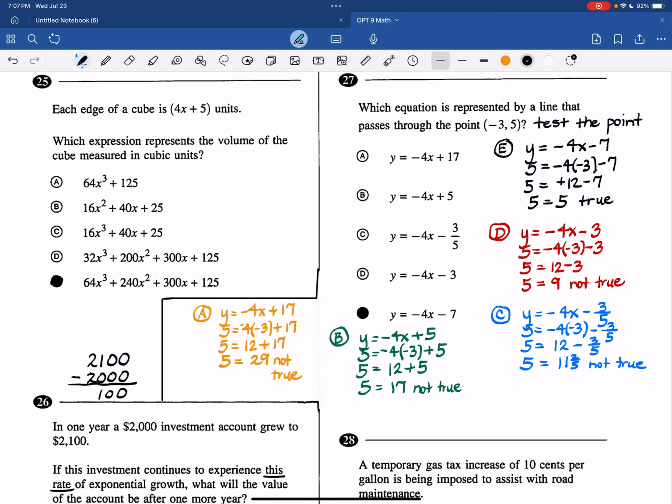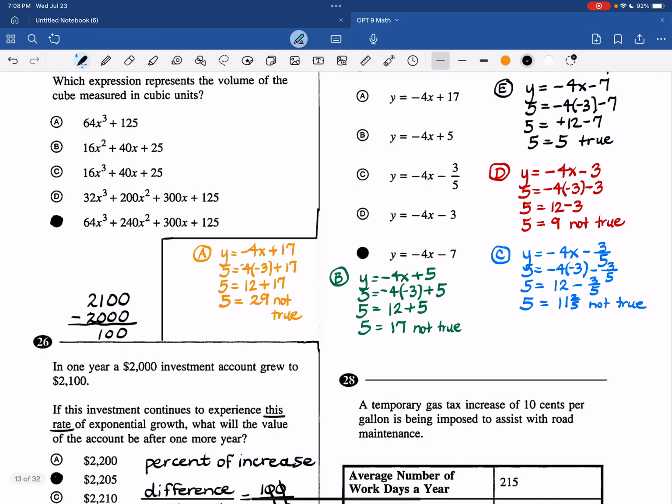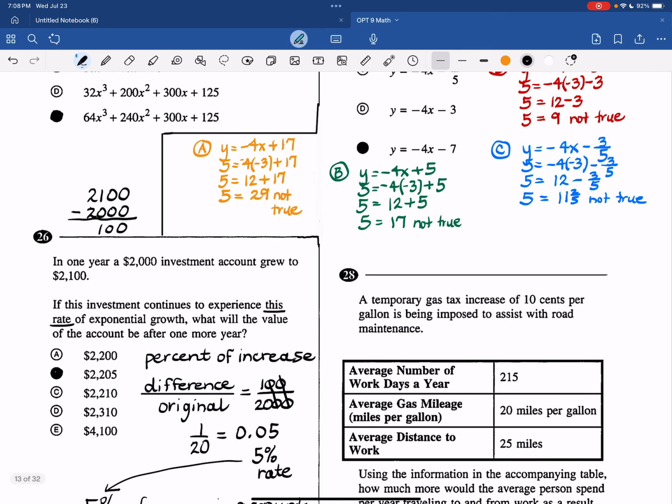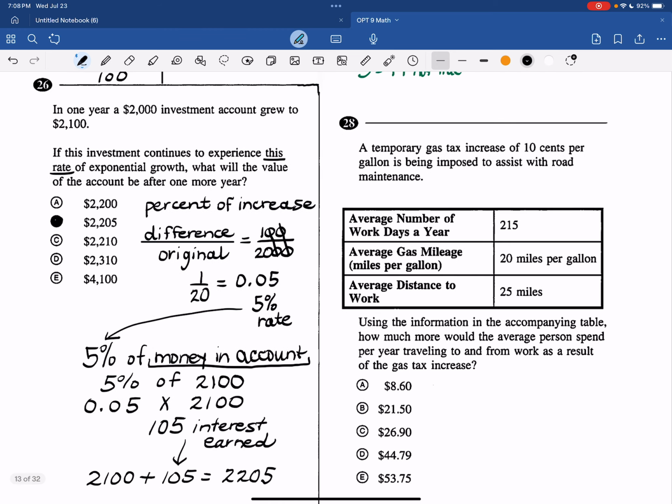I'm on number 28, but I wanted to show you I did a little bit of realigning up there so that you can tell that that orange problem goes with 27. So on the printout, if you have that, you'll notice it looks a little different than your test.